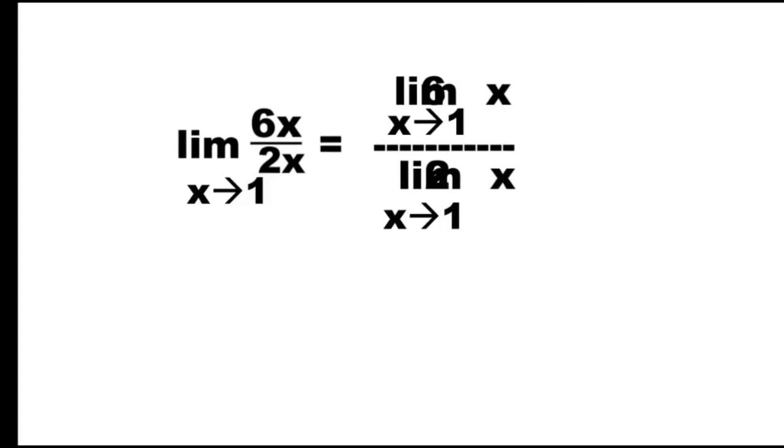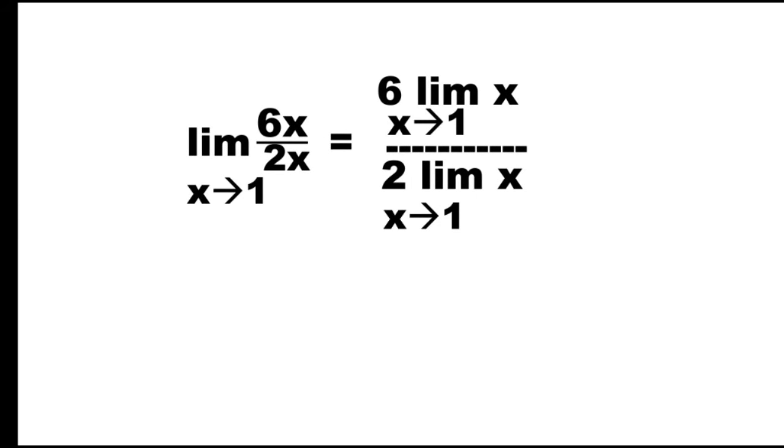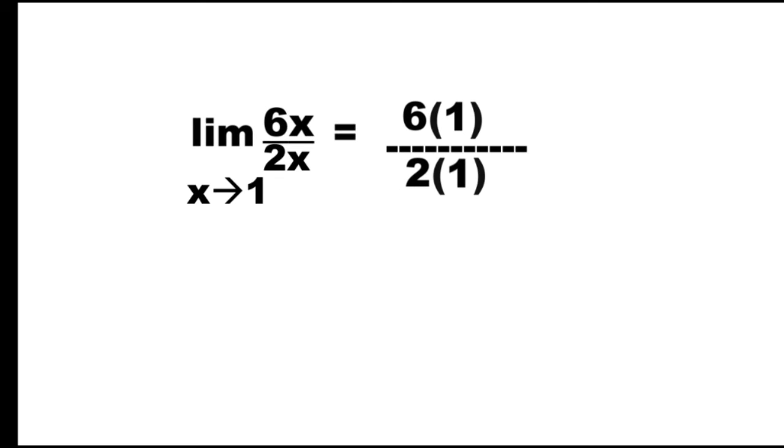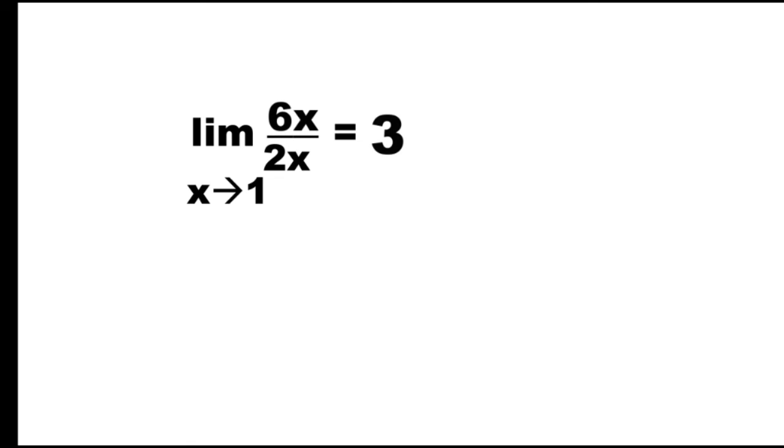This is equal to 6 times the limit of x as x approaches 1 over 2 times the limit of x as x approaches 1. This is equal to 6 times 1 over 2 times 1. So the limit of 6x over 2x as x approaches 1 is equal to 3.